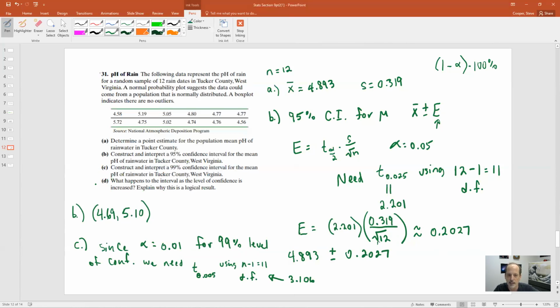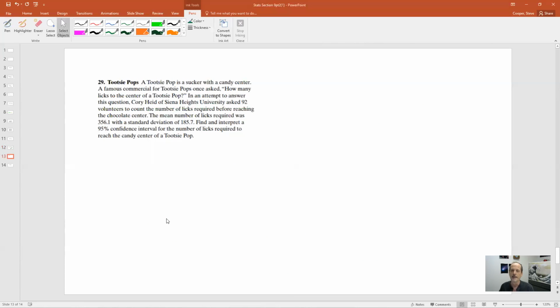So you have to kind of play with those until you get what you want for your situation. And that's what this last question is basically asking. Part D says, what happens to the interval as the level of confidence is increased? Well, the interval gets wider. Okay. Now we could also be given the information directly. So for instance here, instead of us having to put the data into a calculator and calculate X bar and S, X bar and S could be given to us as part of the question.